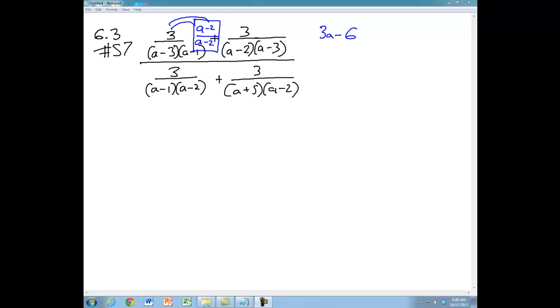Then with another color here, we are going to take a look at this problem, which is 3 over a minus 2, a minus 3. I'm going to multiply this by 1, because the one that it's missing is a minus 1. Then we do some distribution there, and this gives me 3a minus 3.